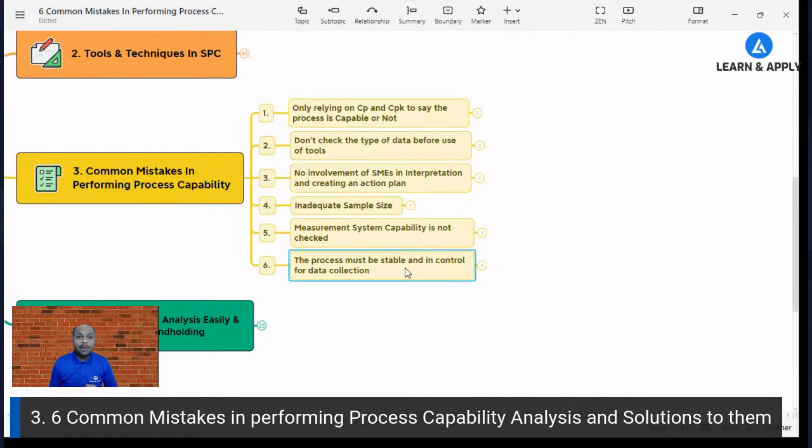So to perform the process capability analysis, the primary step is that your process must be stable and in control, right? And to avoid that mistake, we need to check the stability and whether your process is in control or not. If you perform the capability analysis six pack, this assumption is checked, or this mistake is avoided when we use the process capability six pack, right? So the calculated capability analysis would be correct only if the process is stable and in control during data collection. So these are the six common mistakes that people make while performing this process capability analysis, right? This is the very important part of today's session.